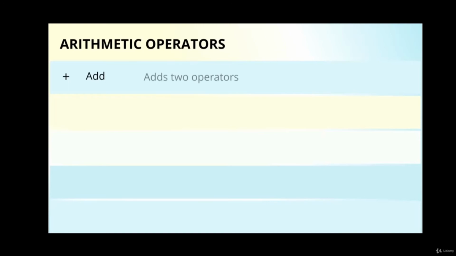So let's see the different types of arithmetic operators. First is the add operator, which is used to add two operands. So if you write the query as select 20 plus 10, it will display output as 30.